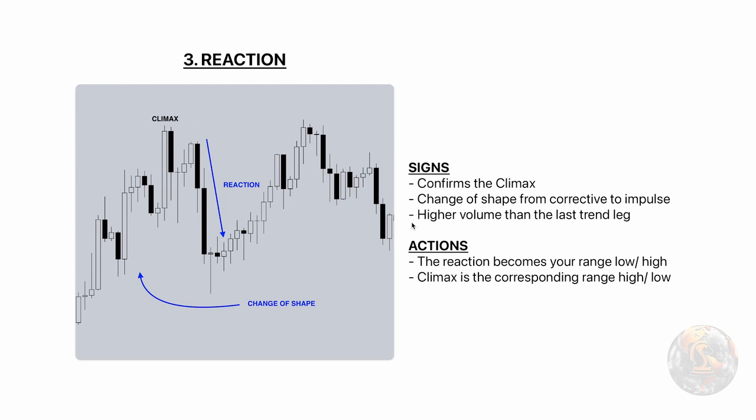Well, this is the most important part, in my opinion, because the reaction becomes your range low or range high, and the climax then becomes your corresponding range high or range low. So in this example, once you have this impulse move and you have a high probability reaction and you've seen your change of shape, you say, okay, this low, which you draw across, that's my range low. Because if the trend has ended, we are now in a range. So that becomes my range low. What does that mean? That means the climax is automatically my range high.